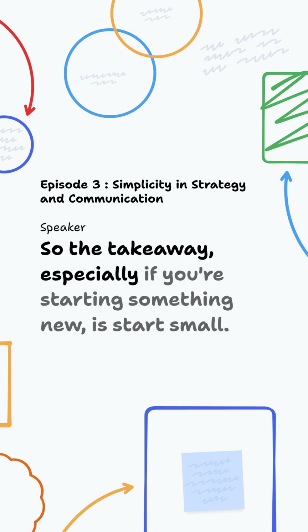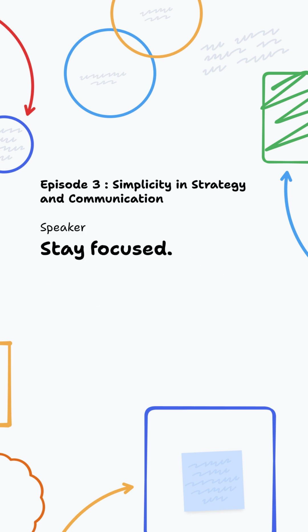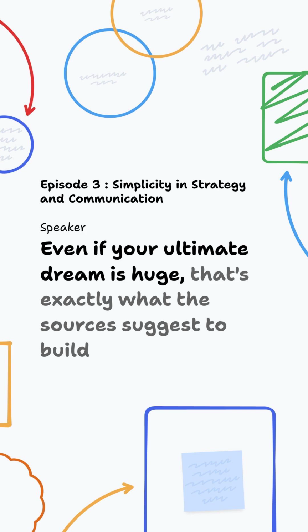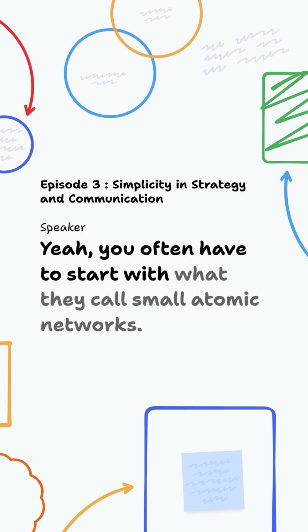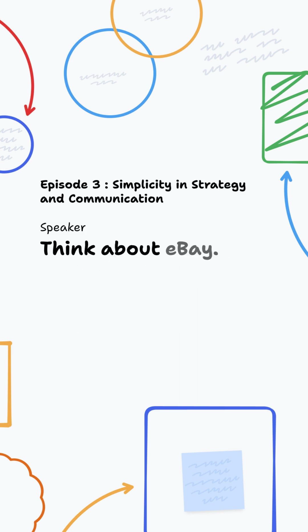So the takeaway, especially if you're starting something new, is start small. Stay focused. Even if your ultimate dream is huge, that's exactly what the sources suggest, to build something massive, like a huge network effect business, where more users make it better for everyone. Yeah. You often have to start with what they call small atomic networks, tiny focused groups first. Think about eBay.